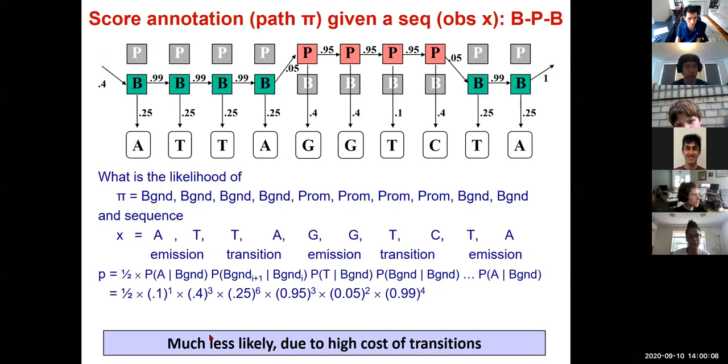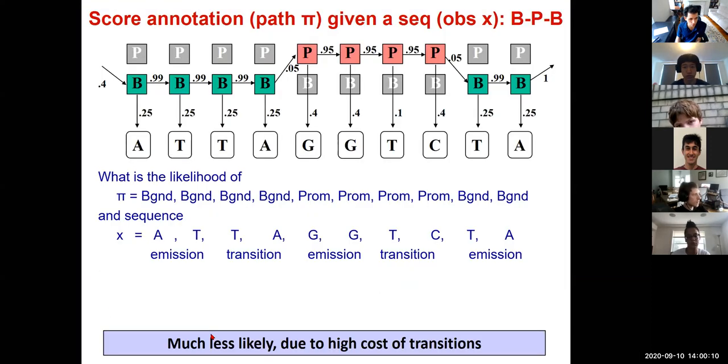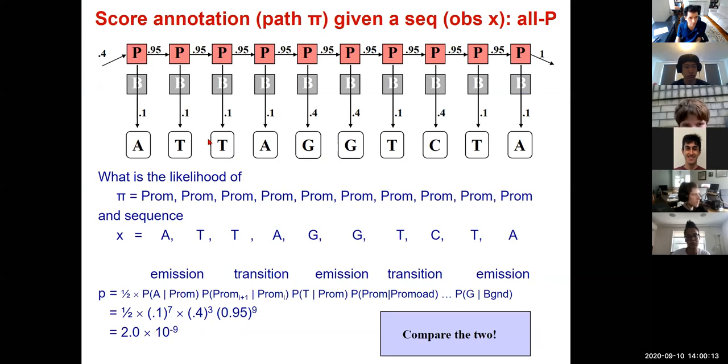So I can take the likelihood ratio between the two probabilities and say that I'm 3 times more likely to be in a background state than in a promoter state, given the sequence that I have. And now the cool part is that the given sequence that I have is the same in both cases, and therefore they balance themselves out and get eliminated.